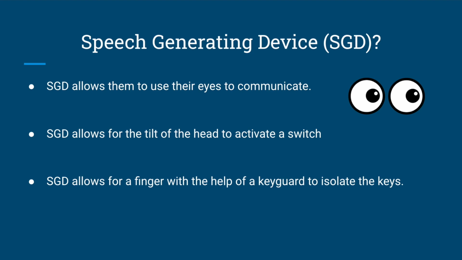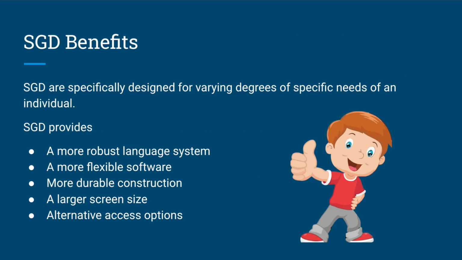So some of these speech generating devices allow them to use their eyes to communicate. It also allows for the tilt of the head to activate a switch. It also allows for a finger with the help of a keyboard to isolate the keys. So depending on what the individual's need is, it allows for those alternative communication options.